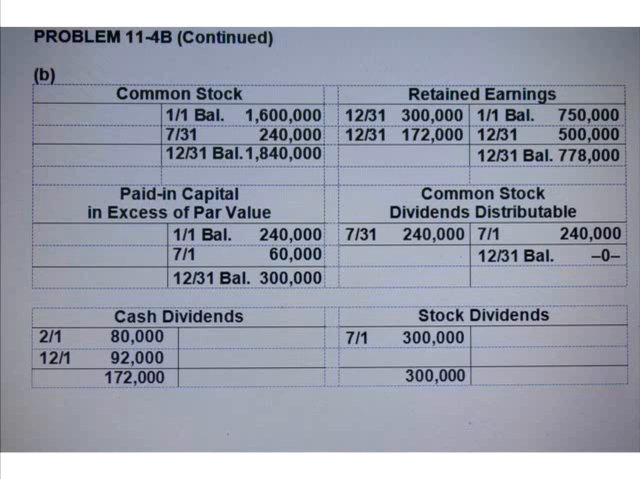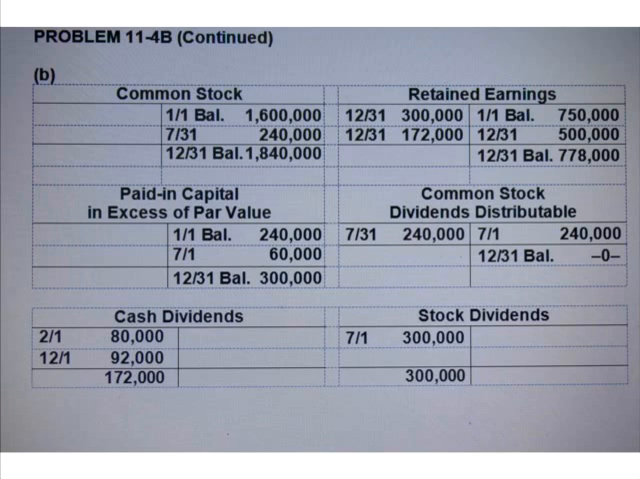So we've prepared the journal entries, and now what we're going to do is we have to post the debits and credits from those journal entries to the affected T accounts. So if you look back to the beginning of the problem, there was a beginning balance in the common stock account of $1.6 million. So we have to put that in there.